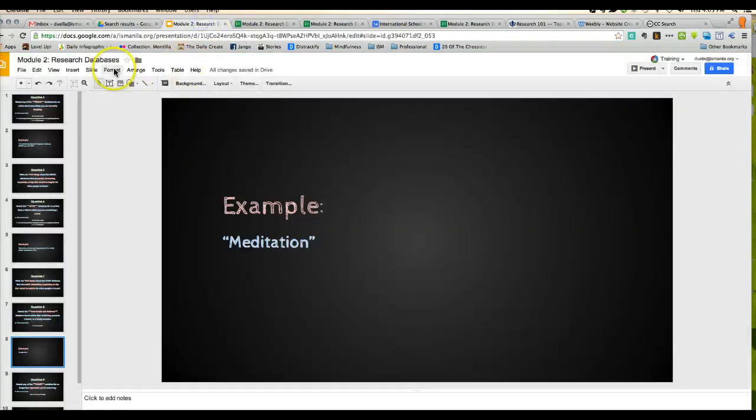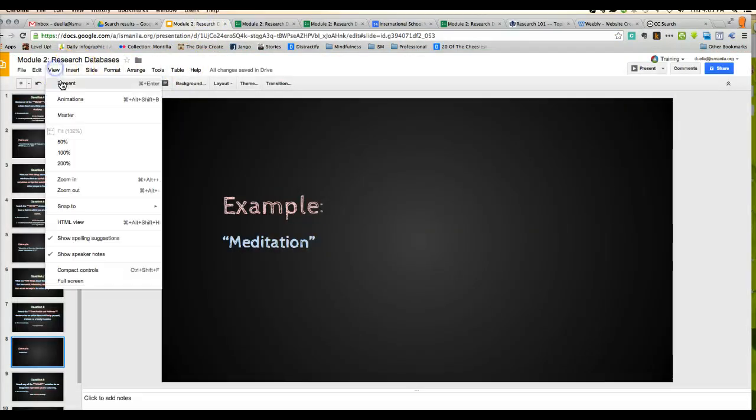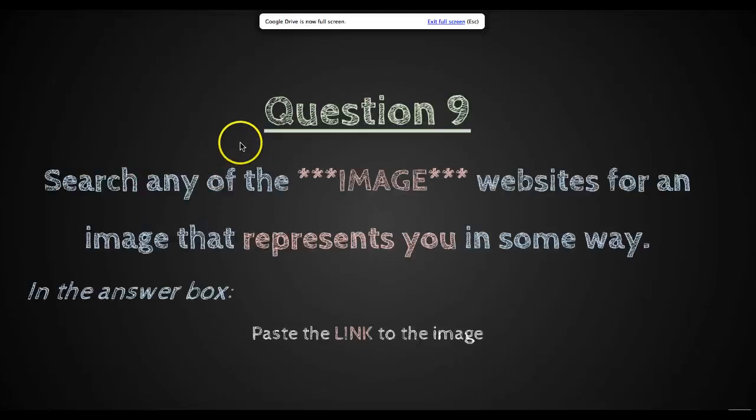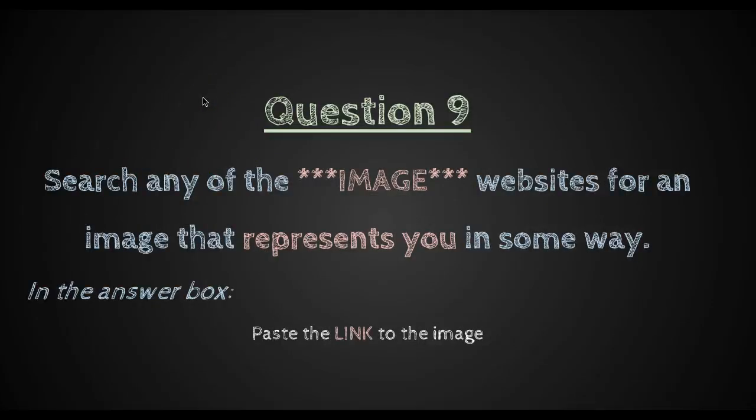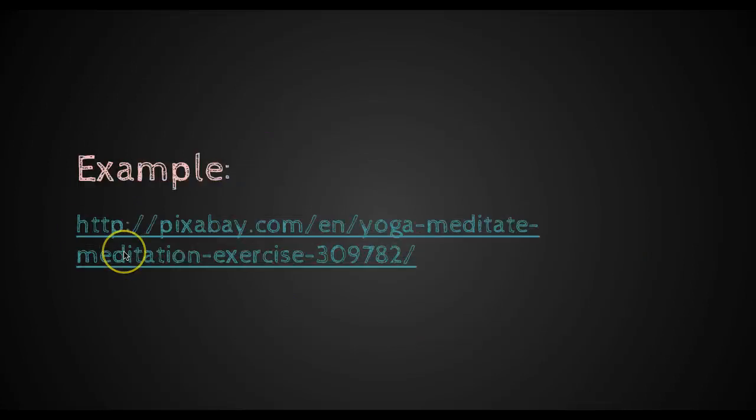And going back to our assessment, for question 9, you should search any of those three image websites that are linked from the research page for an image that represents you in some way. In the answer box, simply paste the link to the image. So search for an image that represents you in some way. An example of what that would look like is simply a link that I can then click on and see something that represents you.